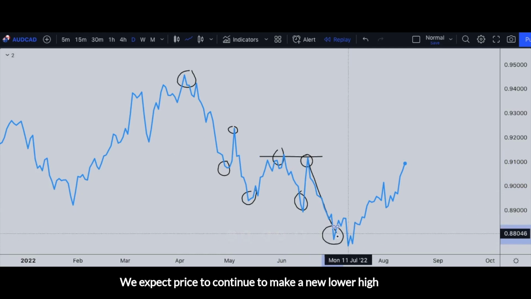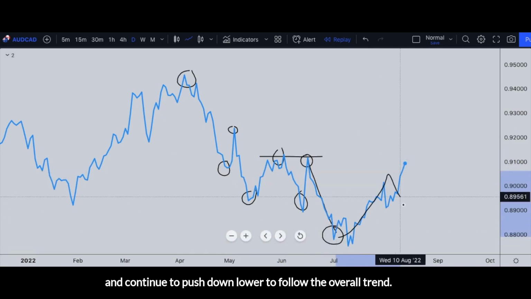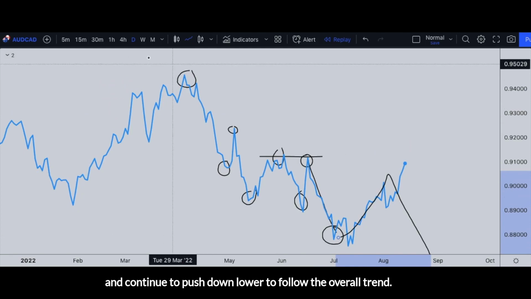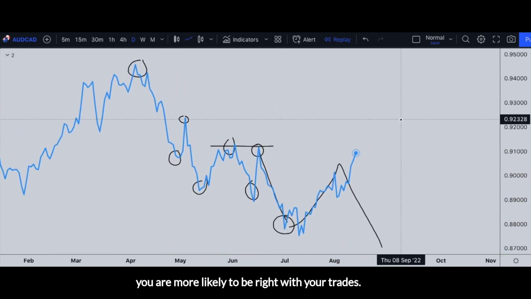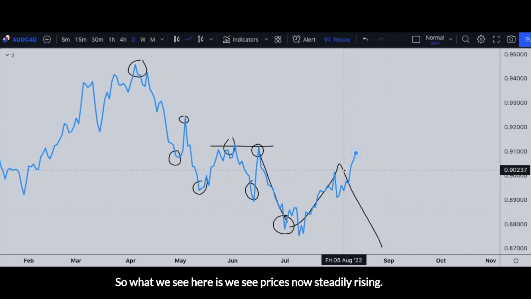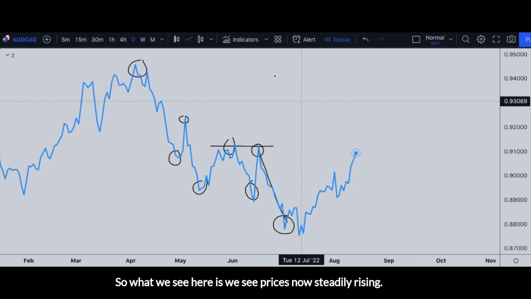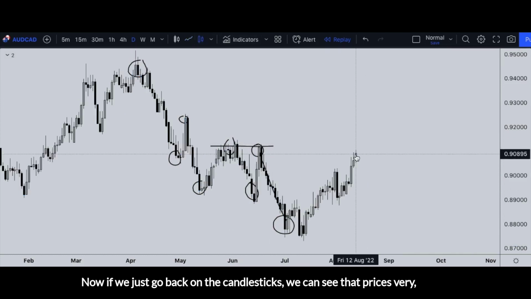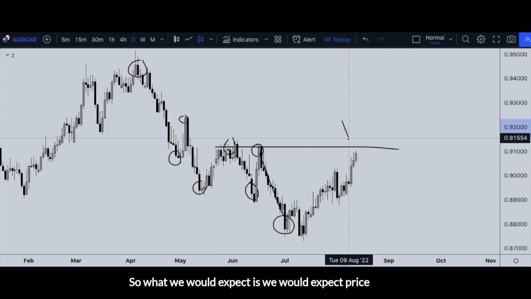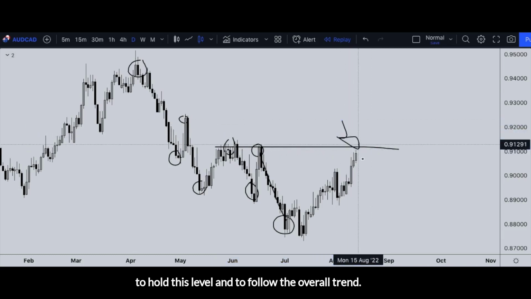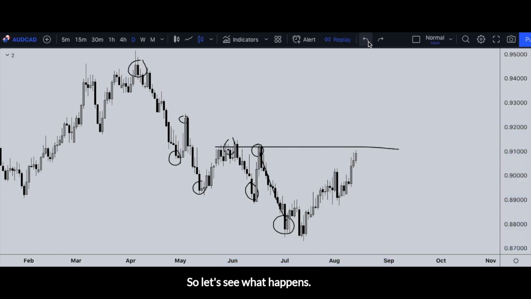Now, what do we expect? We expect price to continue to make a new lower high and continue to push down lower to follow the overall trend. Remember, you want to follow the overall trend because that way you are more likely to be right with your trades. So what we see here is price is now steadily rising. Now, if we were just to go back to the candlesticks, we can see that price is very, very close to our previous level right here, which was the previous lower high. So we would expect price to hold this level and to follow the overall trend. So let's see what happens.